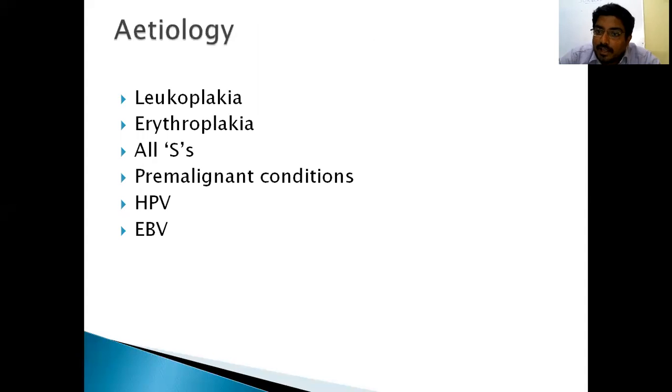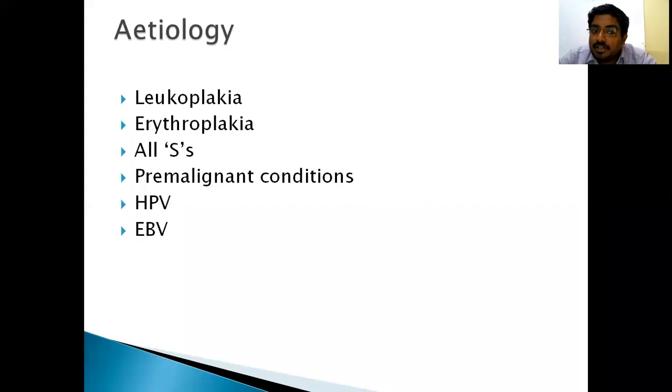Etiological factors are as for oral carcinoma, which we discussed in the last class. One is leukoplakia, which is the most common, and erythroplakia, which is more malignant, and all the S's. What are the S's? Smoking, spirits, sepsis, syphilis, sharp tooth, and spicy foods. These are all the S's, the etiological factors for oral carcinomas and tongue.